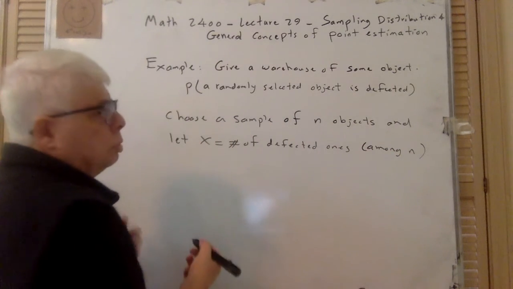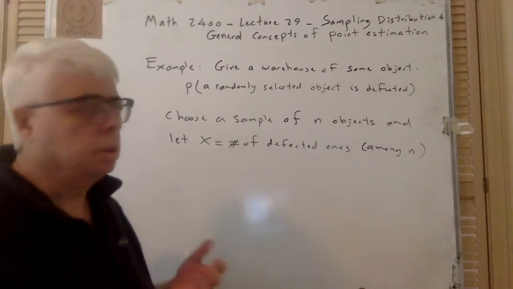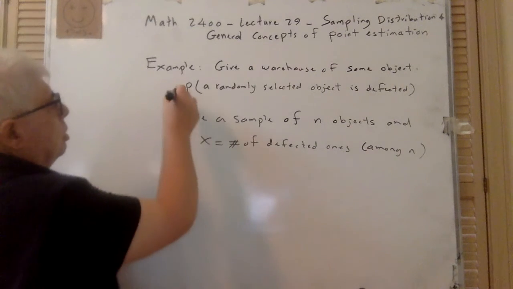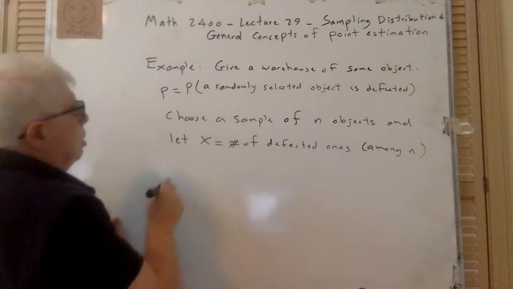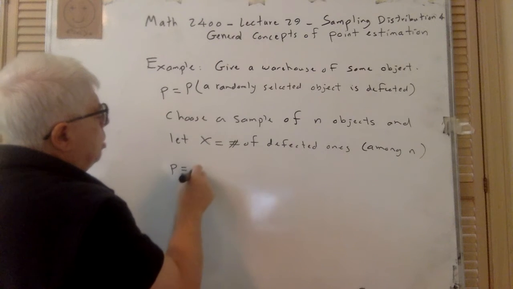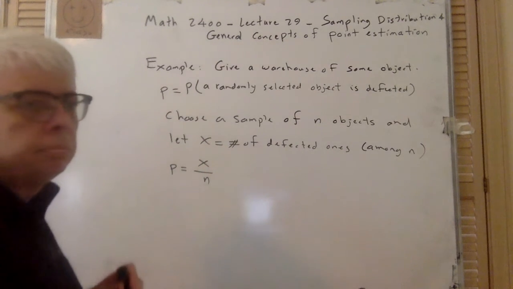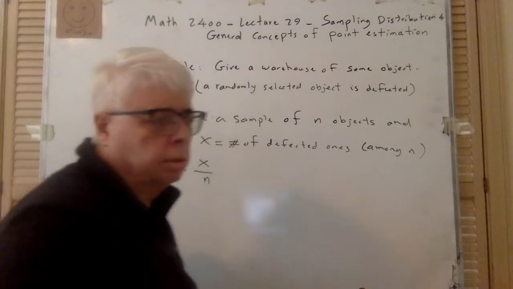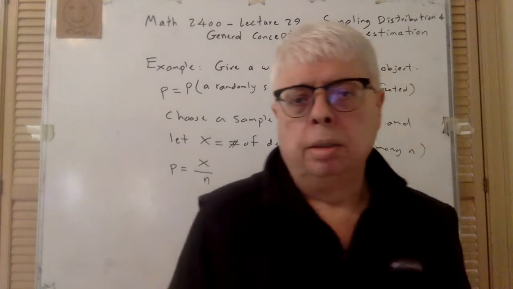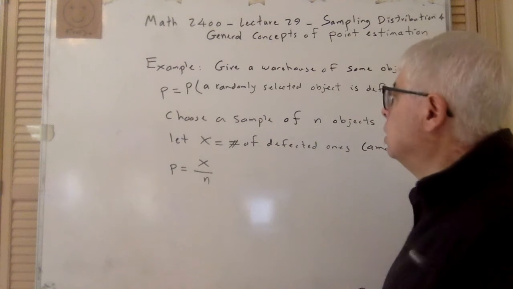And then what will you do? Just common sense. You just say, okay, if this probability is this, then we just say P is simply this, X over M. Right? That's just common sense.